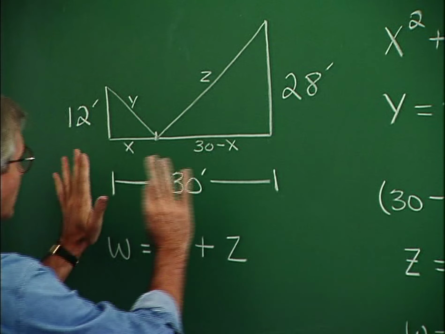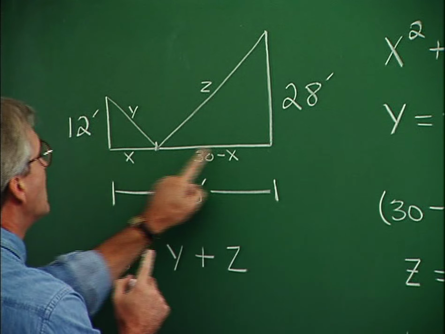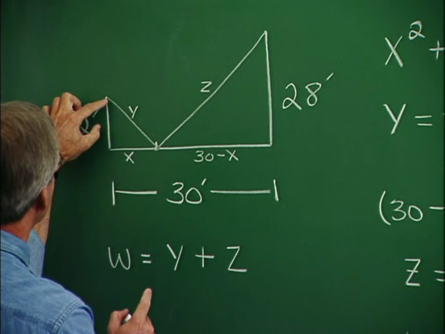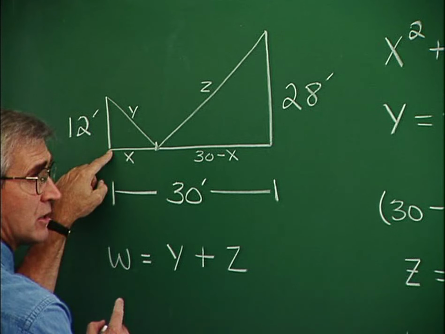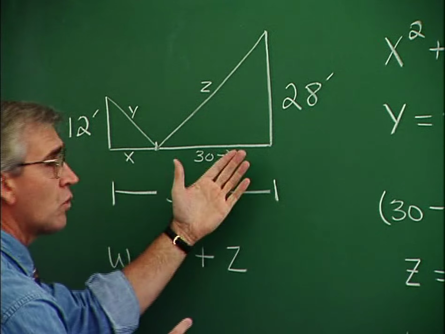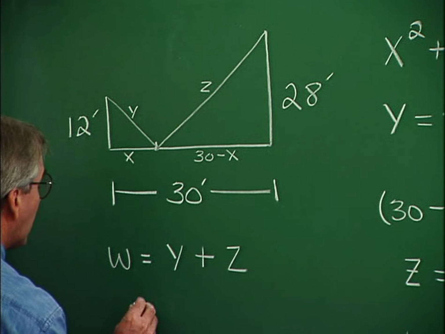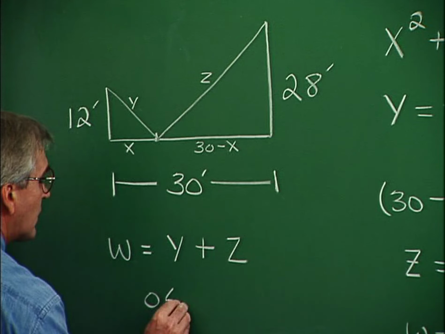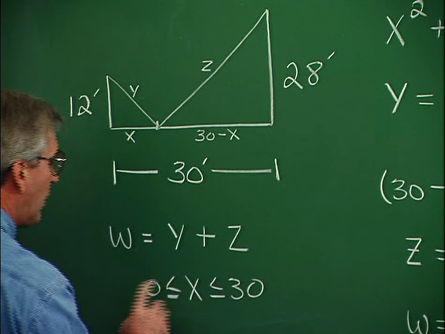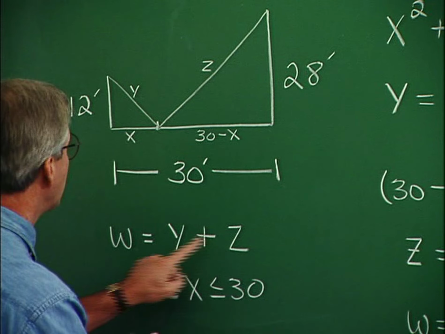And another factor here, since this stake can be anywhere from this point to this point, the value of x could be 0, if the stake is right there at the bottom of this post, or the value of x could be 30, or it could be any value between 0 and 30. So we might just put a little note here that 0 is less than or equal to x, and x is less than or equal to 30. X is between 0 and 30 and could be either of those ends. Okay, with that in mind, now let's represent y and z.